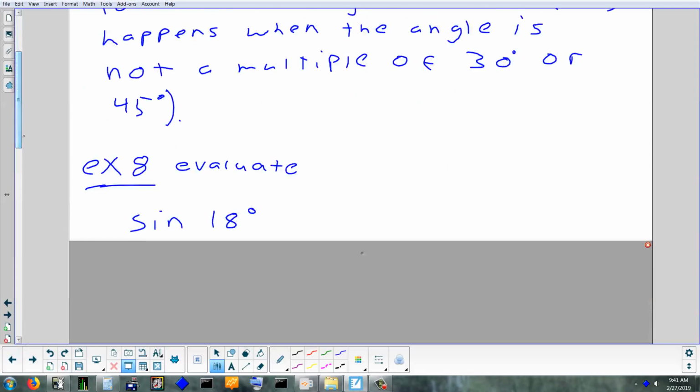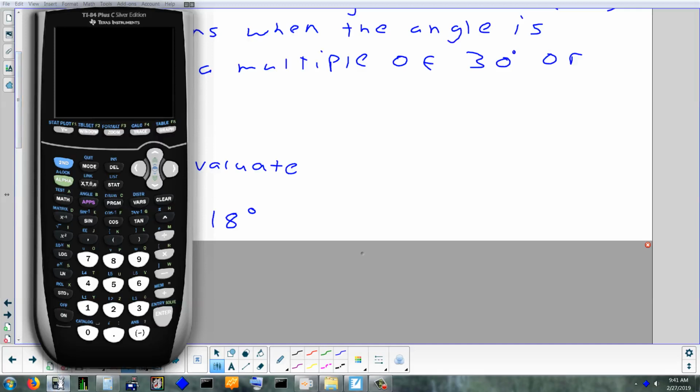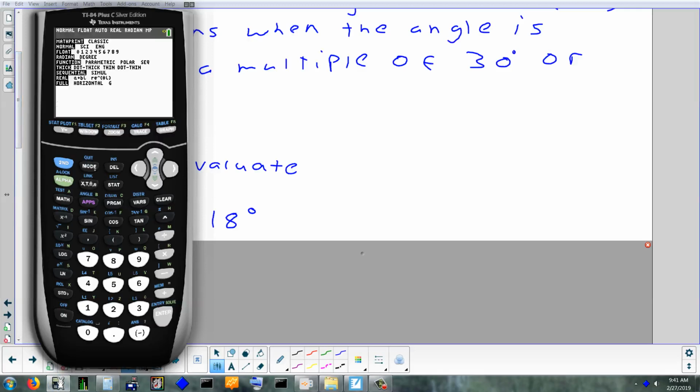Okay. Can somebody read that first one to me? Example 8. How did you read it? Sine 18 degrees, yes. Sine 18 degrees. That last part she said is important because when you use the calculator, there's 2 modes you can be in. You can be in radians or you can be in degrees.